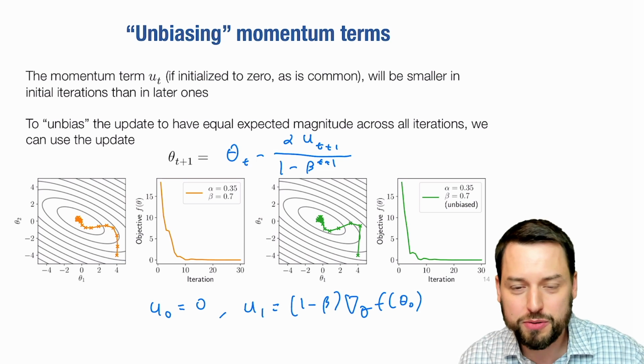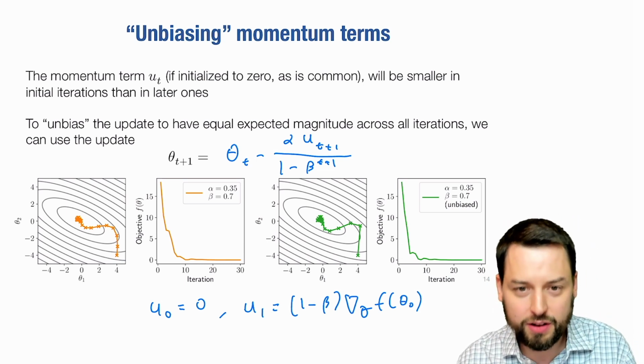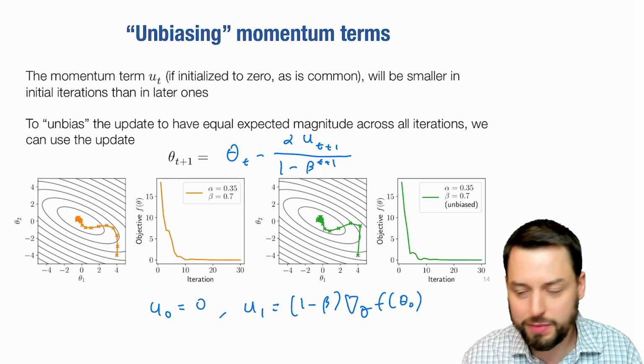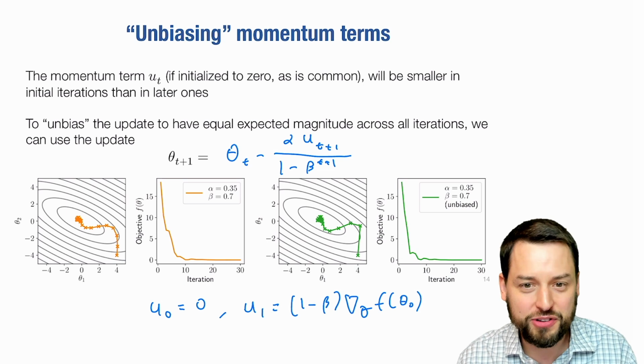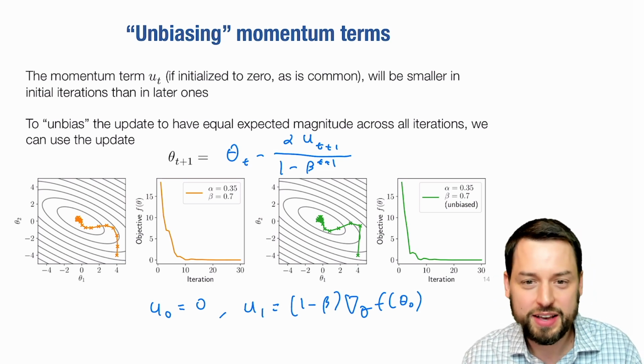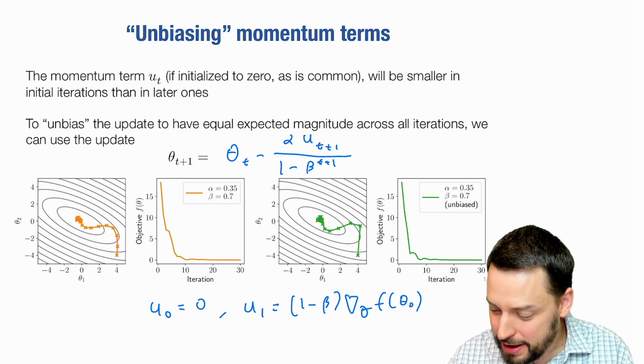Sometimes you want to do this, sometimes you don't, but if you do want to unbias your terms so you take similarly sized steps at all iterations, you can do that. It actually is not always a great idea. Sometimes maybe you want to take smaller steps at first because you don't have a good estimate of the right direction. It's really up to choice.